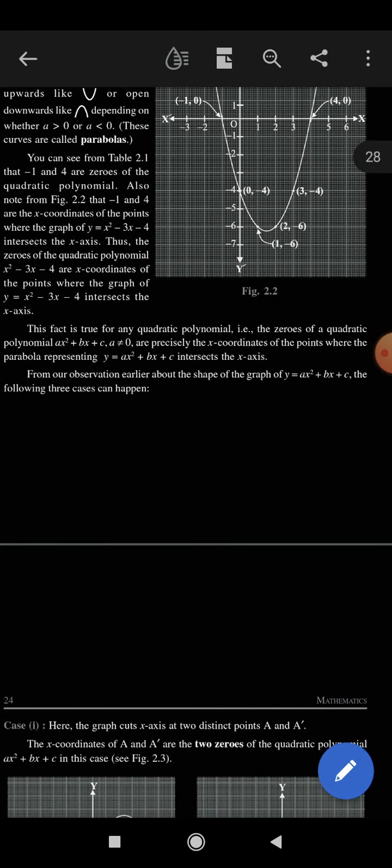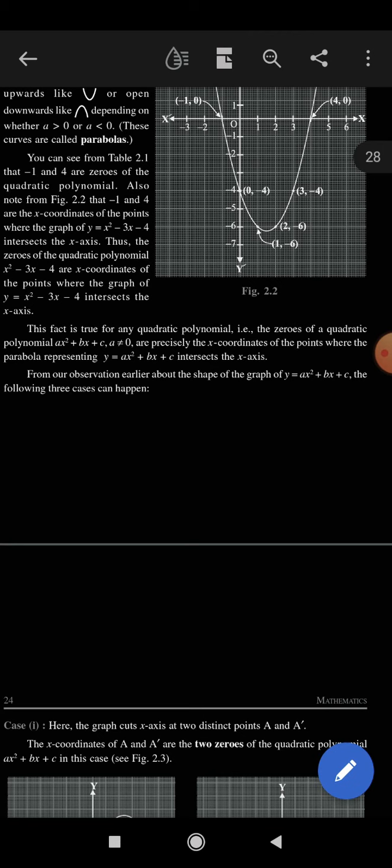You can also see from table 2.1 that -1 and 4 are zeros of the quadratic polynomial. Also note from figure 2.2 that -1 and 4 are the x coordinates of the points where the graph of y is equal to x square minus 3x minus 4 intersects the x-axis. Thus, the zeros of the quadratic polynomial x square minus 3x minus 4 are the x coordinates of the points where the graph intersects the x-axis. This fact is true for any quadratic polynomial.